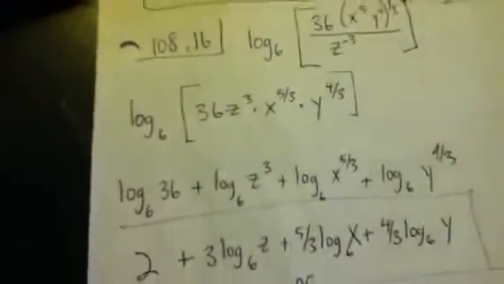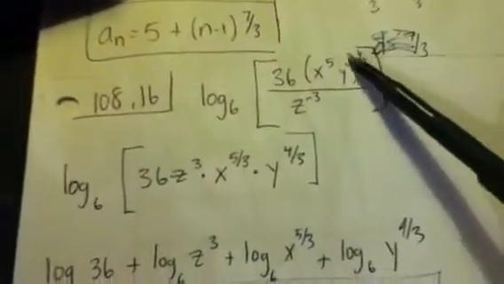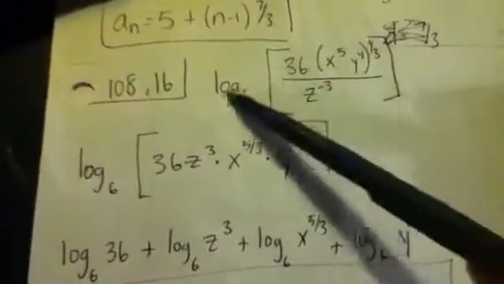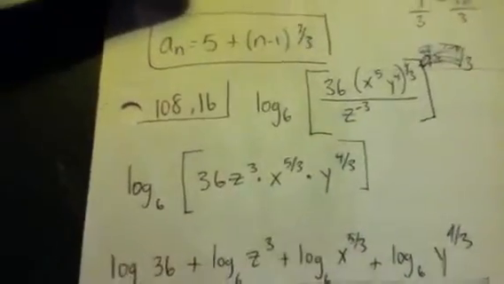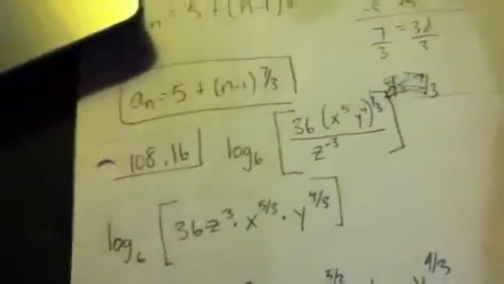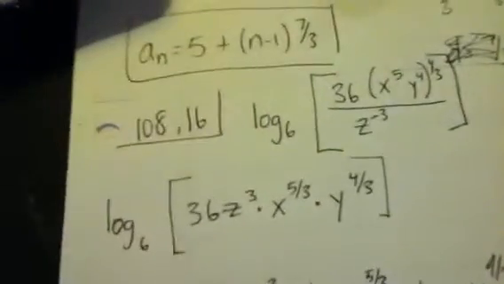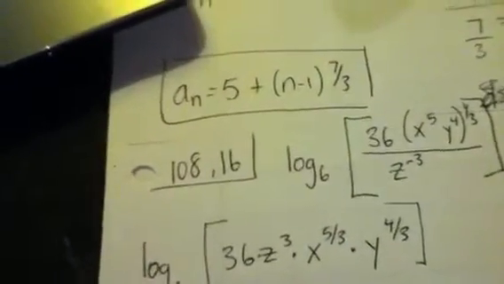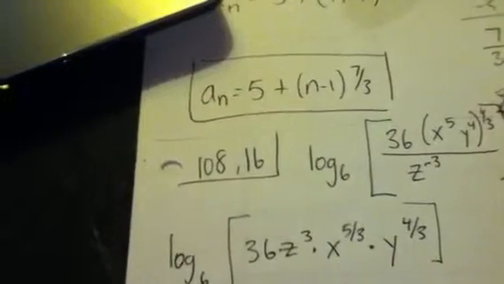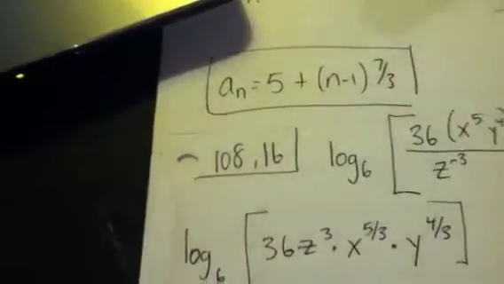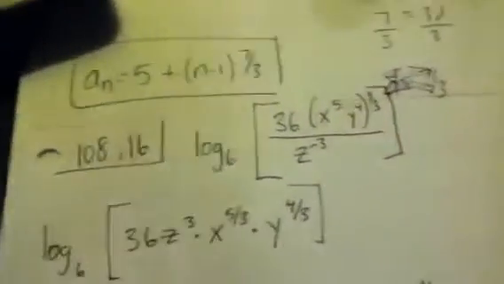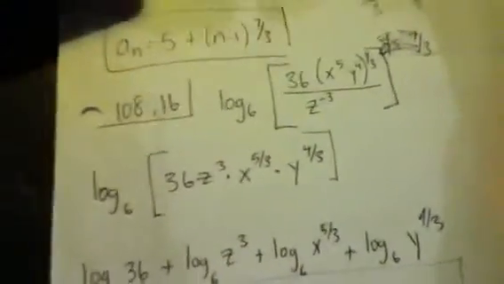Lesson 108, number 16. It wants us to write this big old logarithm, expand it, and have each term be linear. So it says expand as the sum of individual logarithms, each of whose argument is linear. That's what might have confused people. Linear meaning that they're not raised to any power but 1.